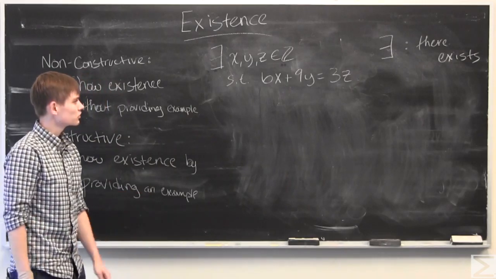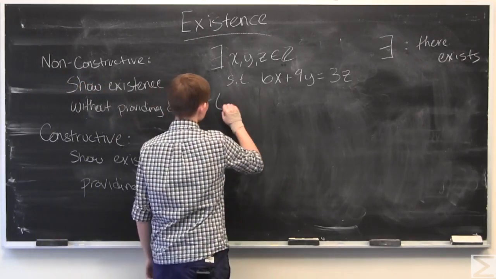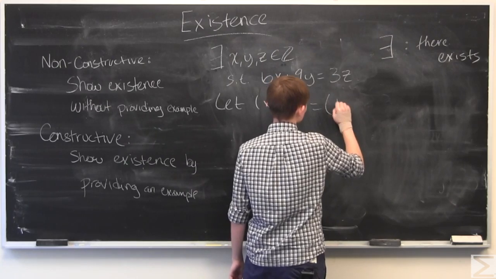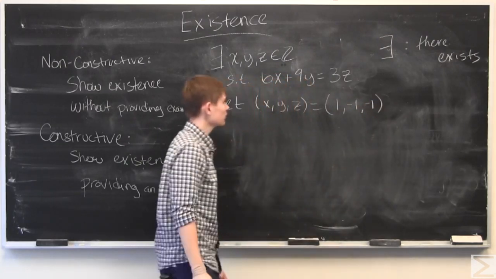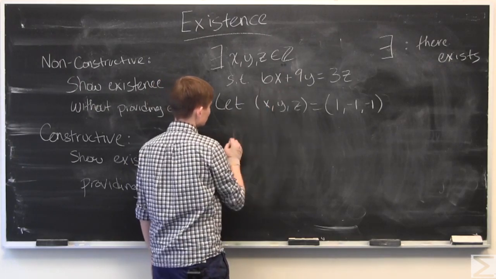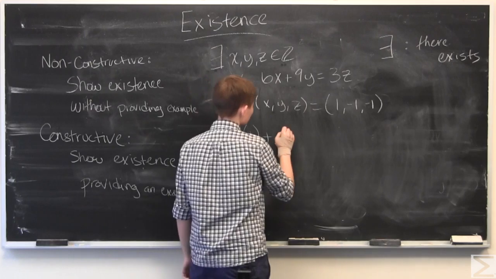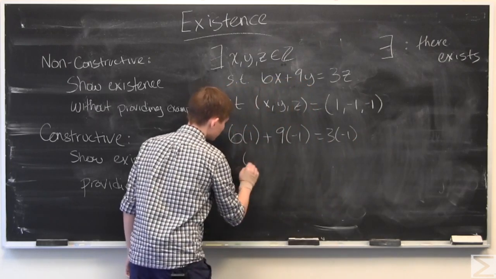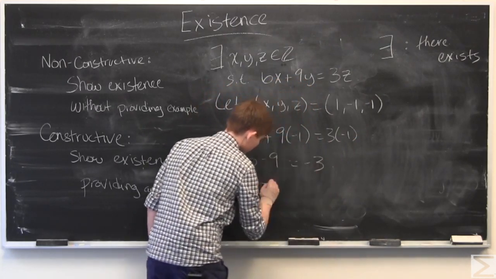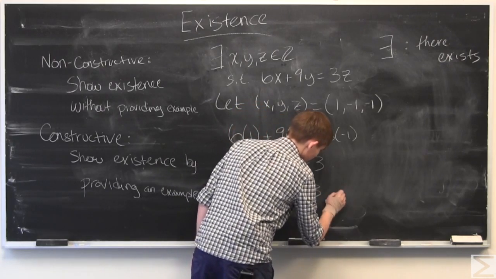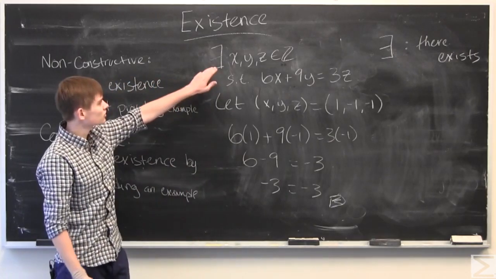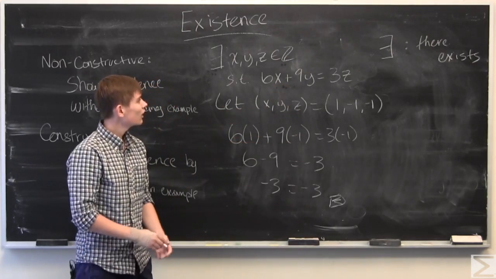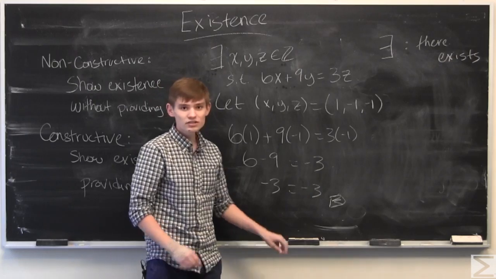And the constructive way to do this would just be to provide an example. So let x, y, z equal 1, negative 1, negative 1. Then we look here, we have 6 times 1 plus 9 times negative 1 equals 3 times negative 1. 6 minus 9 equals negative 3. Negative 3 equals negative 3. And there we go. We've shown that there exists x, y, and z that are integers such that this equality holds. And that is proofs on existence.